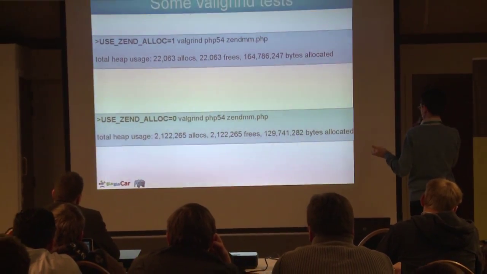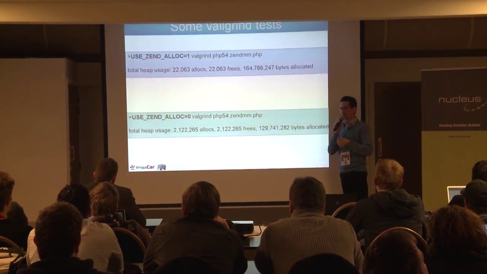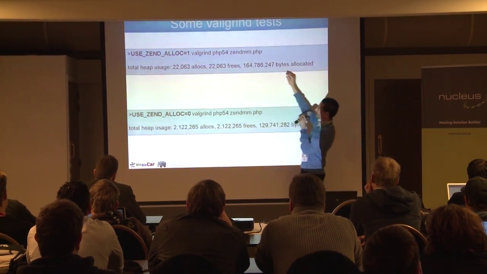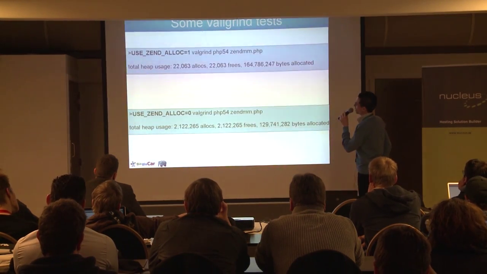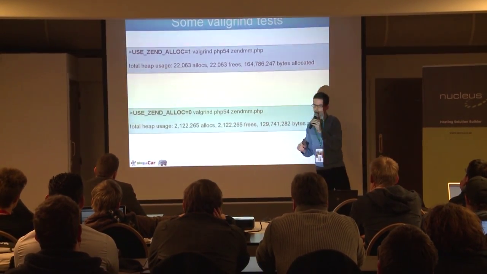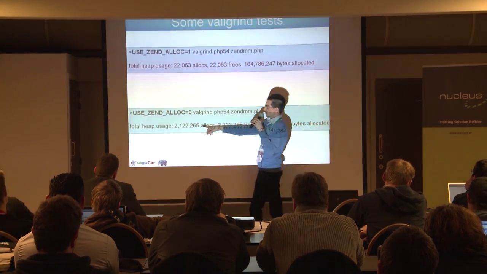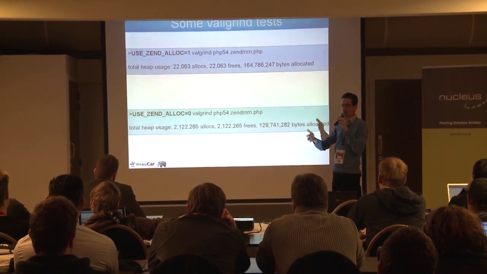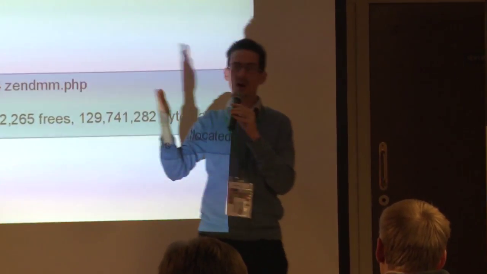Let's do the same thing, but calling Valgrind. Valgrind will just tell me how many malloc and free calls have been made and how many bytes have been asked for. Using Zend Memory Manager, we can see that this program asks for memory about 164 megabytes. If you don't use it, you ask for less memory. This is normal behavior. We'll explain later why, but you can see that you have many times more calls to malloc and free than when you use Zend Memory Manager, because Zend Memory Manager will pre-allocate blocks using malloc far fewer times.